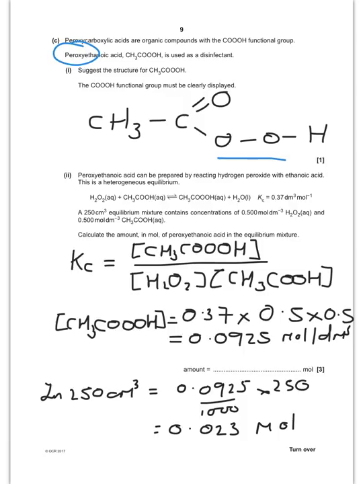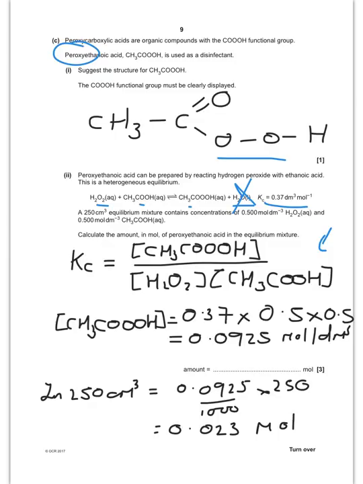Right, so they then give you an equilibrium, so back to Kc. They want you to write Kc for this equilibrium. They've given you Kc, which is very nice of them, and they want you to calculate the moles of peroxyethanoic acid. So key thing, water is a liquid, so does not appear in the Kc expression. Everything else is aqueous, so will. So you write Kc here.